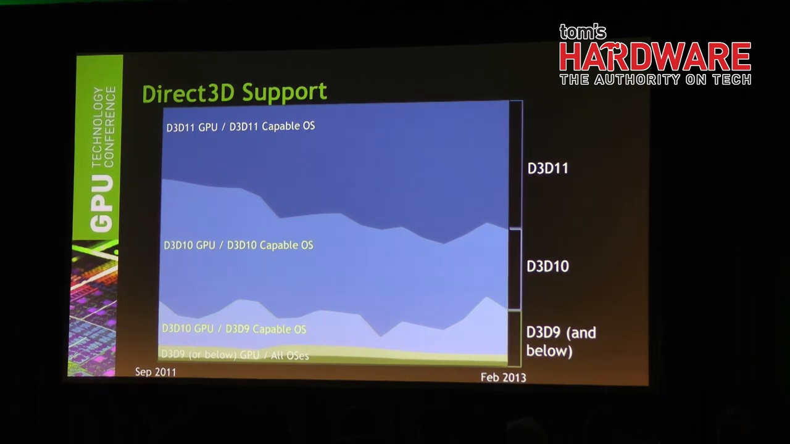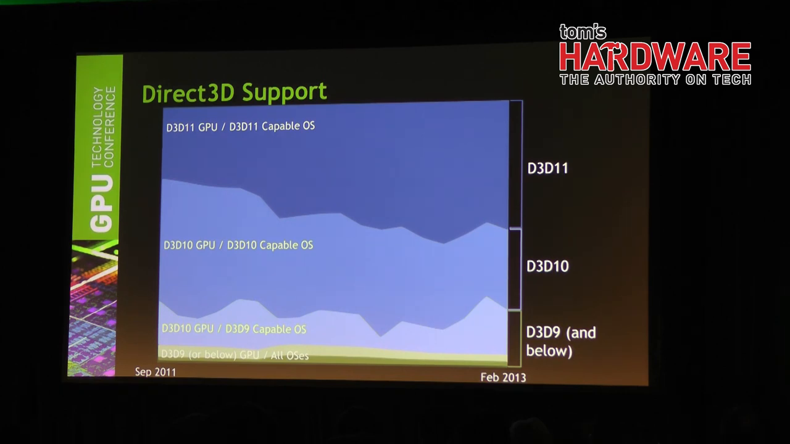There's people who have D3D11 GPUs on an OS that's capable of D3D11. Same thing for D3D10 capable OSs in the middle. In the bottom, the light blue, is people who have a D3D10 GPU, but they are running WinXP, so they can't actually run with their DX10 GPU. They have to use DX9 level functionality. And then the bottom two chunks are D3D9.